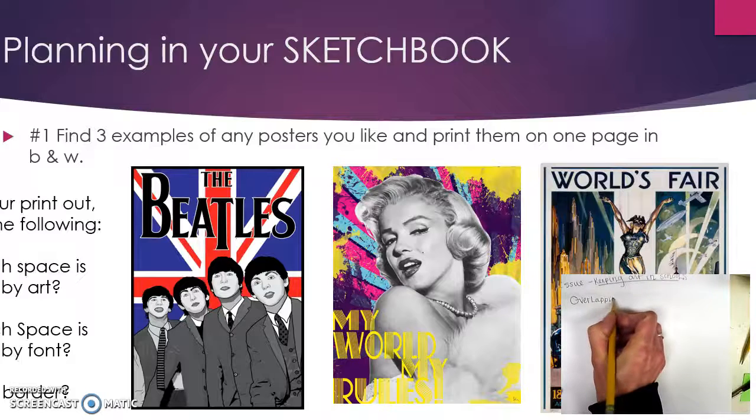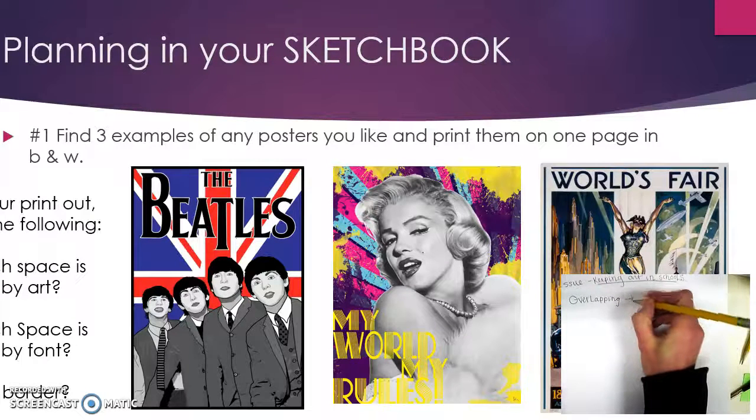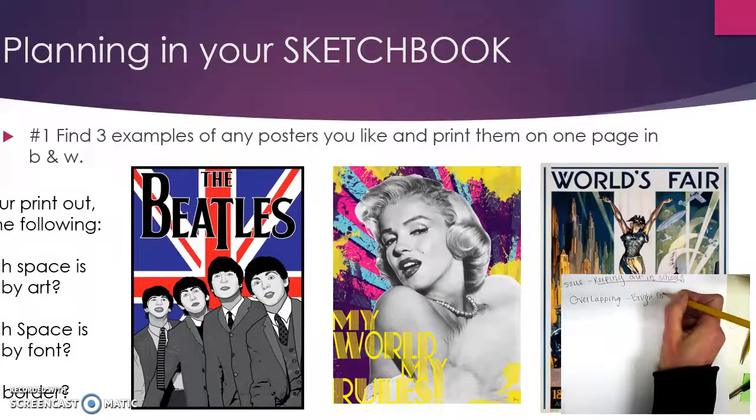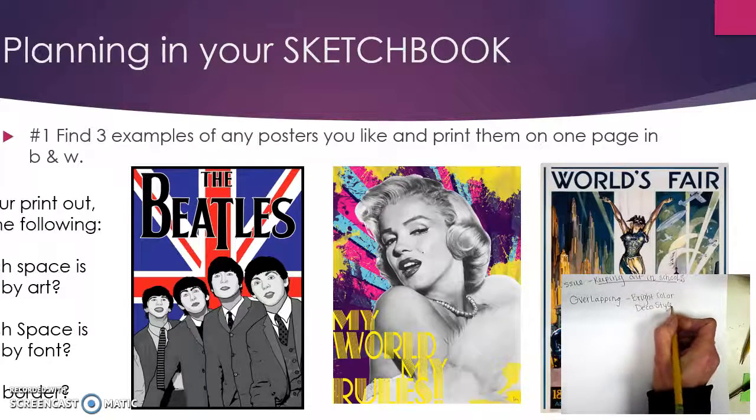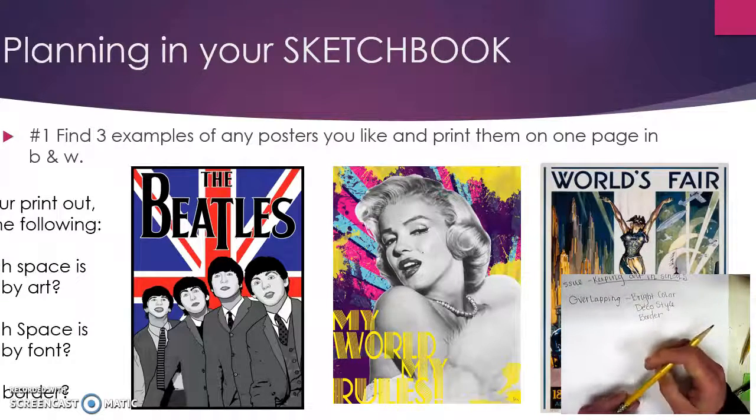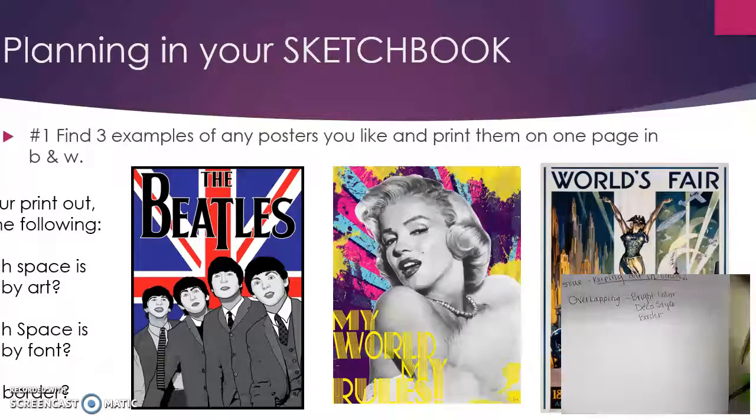I'm just taking notes on what I like. Bright colors and kind of a deco style. I also want to make sure I have a border. I know the middle one doesn't, but the other ones do. So you want to answer the questions over here on this side of the screen. How much space is taken up by art? How much by font? And is there a border?